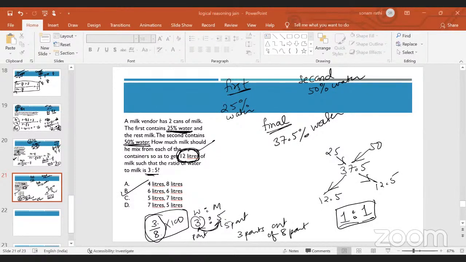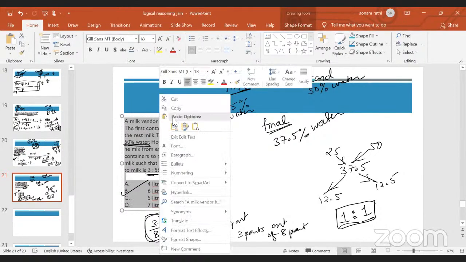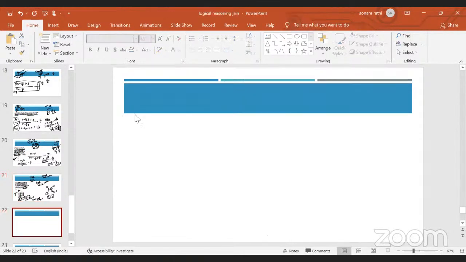Very good question it is. So you converted everything into percentage and that's how you solved it. Okay, I will repeat it.